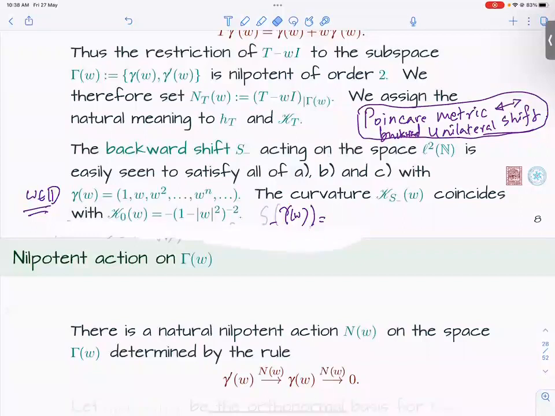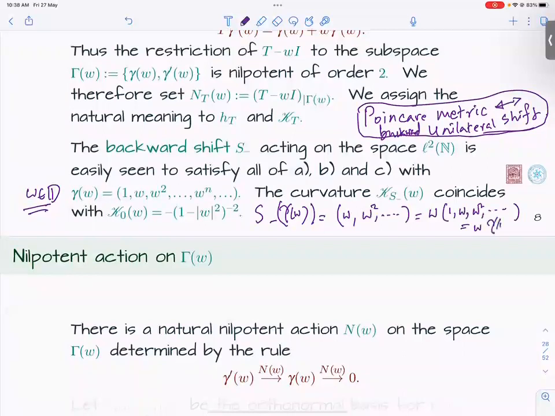Now, if I apply the backward shift to that vector gamma omega, what will happen? By definition, the zeroth element, 1, gets killed, and omega gets pulled back to the zeroth position. The next one gets pulled back to the first position, and we get omega, omega squared, omega cubed, and so on. But that is exactly the same as omega times gamma omega. So the backward shift S minus applied to gamma omega gives omega times gamma omega, which means gamma omega is an eigenvector.